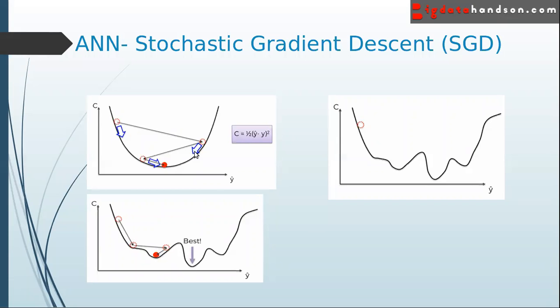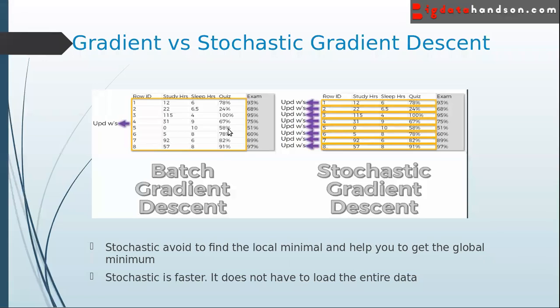At that time we'll use stochastic gradient descent. Stochastic gradient descent is better than gradient descent, because in gradient descent we use the whole data in one shot, but in stochastic gradient descent we use it row by row. Stochastic gradient descent avoids getting stuck in a local minimum and helps you get to the global minimum. Stochastic is faster, it does not have to load the entire data, whereas in gradient descent we load the whole data.